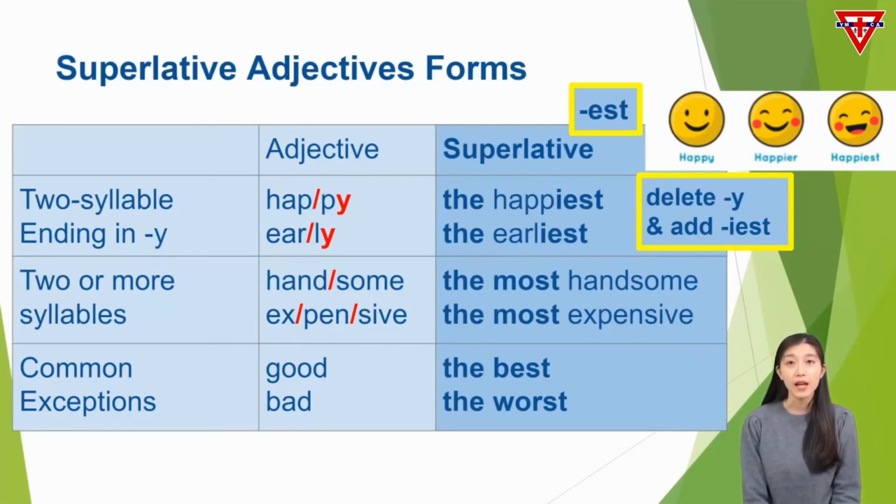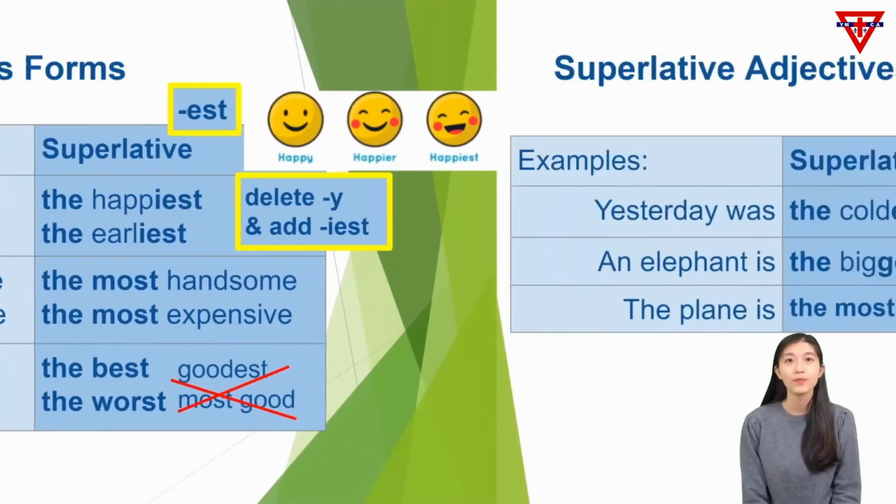Good and bad are also exceptions when it comes to superlatives. With good, the superlative form is best. Bad turns into worst. We don't say most good, nor do we say goodest.